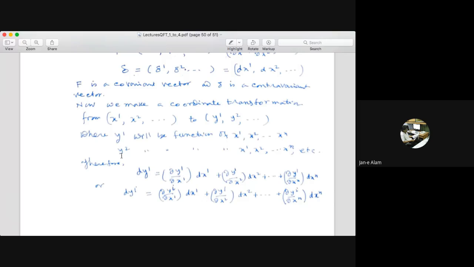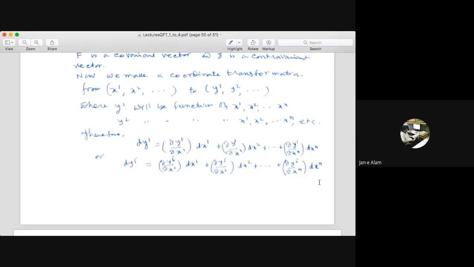Like when you go from Cartesian to spherical polar coordinates, the variable x depends on r, theta, and phi. Similarly here, y1 will be a function of all the coordinates x1, x2, up to xn. Similarly, y2 will also depend on all these variables. So if you now want to calculate this, y1 is a function of all these x1, x2, xn, then you can calculate the differential dy1. It will be ∂y1/∂x1 dx1, plus ∂y1/∂x2 dx2, and so on up to ∂y1/∂xn dxn.